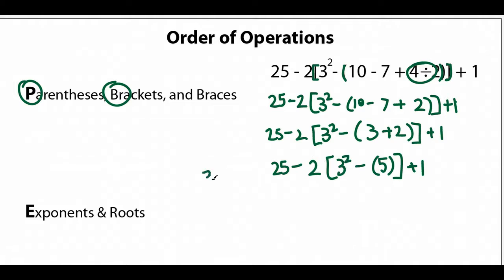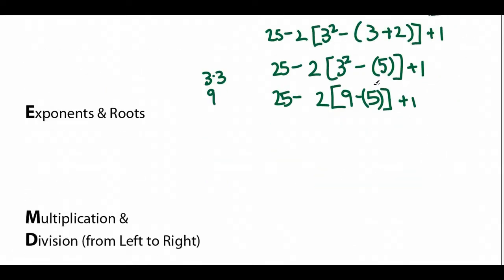So we have 3 squared, which is 3 times 3, which is 9. So now we have 9 minus 5. We can keep that in parentheses. Plus 1, 2. Just drop it all down. Now here we are with 9 minus 5, which is 4. Again, I'm going to keep the brackets now that I got rid of those parentheses. Drop it all down.